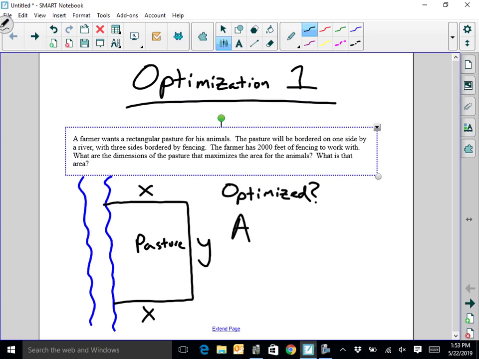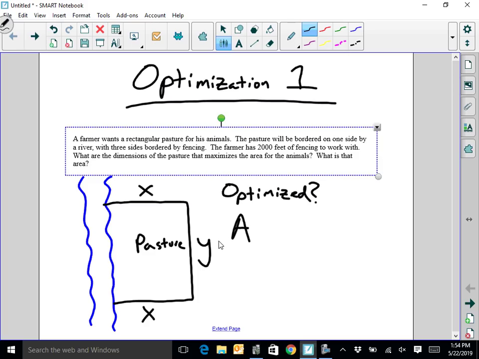So here's what I want you to think about. If we made x really, really tiny, y would be really big, but it would have a really small area. Imagine x being 0. Well, then the area would be x times y, 0 times 2,000, which would still be 0. If I made x really big, if I made x 1,000, then I'd have 1,000 feet on that top part. This would be 1,000, this would be 1,000, and y would be 0. There wouldn't be any length to that rectangle. So again, my area would be 0. So the answer is somewhere between 0 and 1,000.